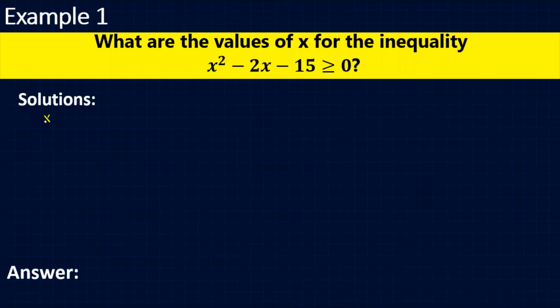We have x squared minus 2x minus 15 equal to 0. To get the roots of the equation, you may use factoring, completing the square, or the quadratic formula.